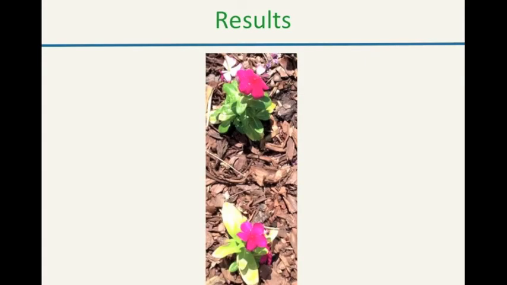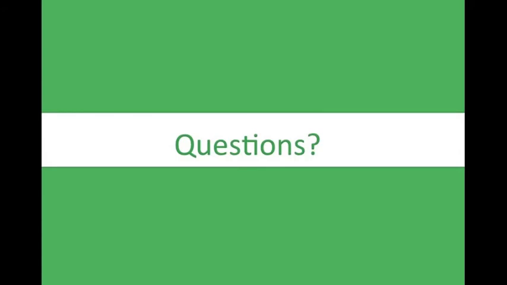And these are vinca that were treated with Holganix. The plant on the top is a plant that was treated with Holganix. The plant on the bottom was not treated with Holganix. And in this case, again, the flower is bigger and more intense pink. So do you have any questions about the effects of Holganix? Okay, let's go on.